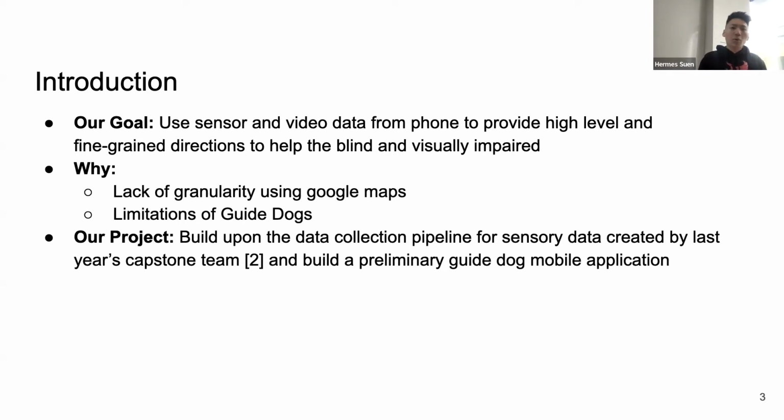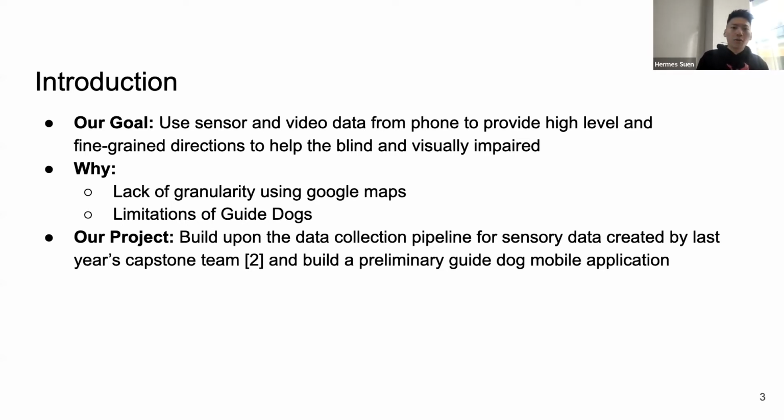The reason that this is important is because people who are blind can currently use Google Maps for directions, but Google Maps does not provide a high level of granularity when it comes to location and also for fine-grained directions. So there's a lot of error and margin of error when it comes to their GPS data.